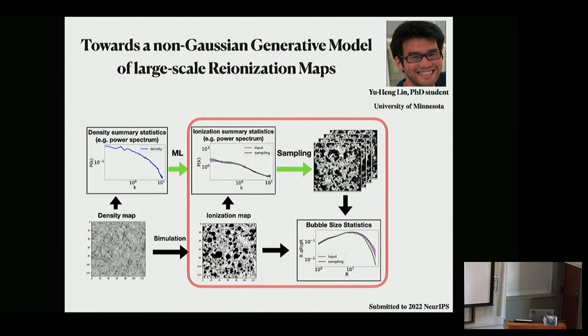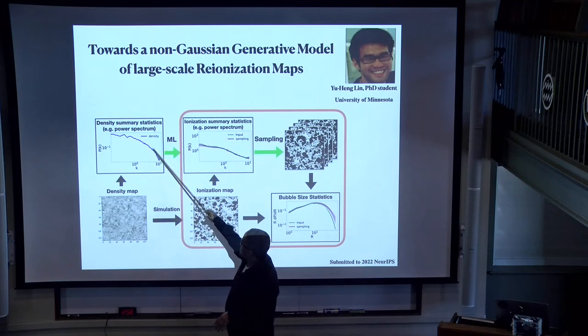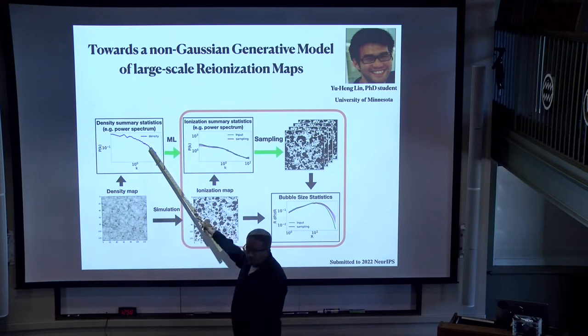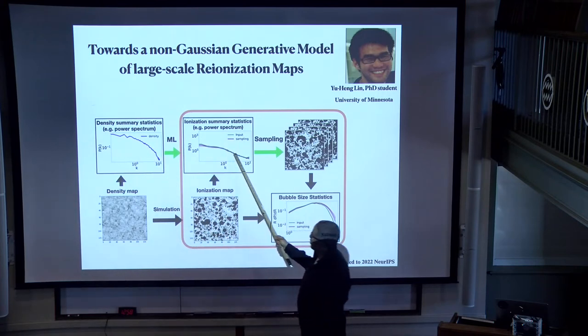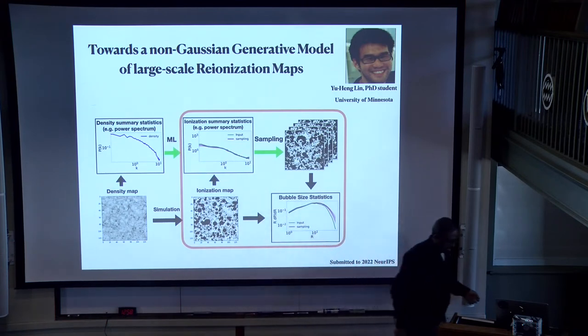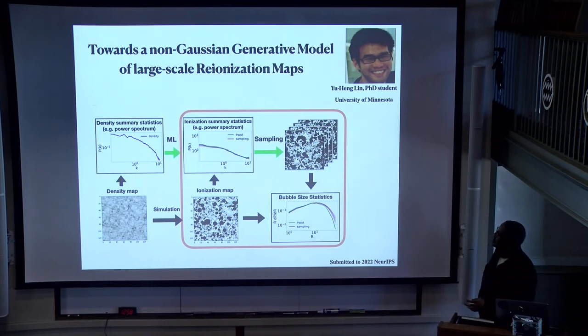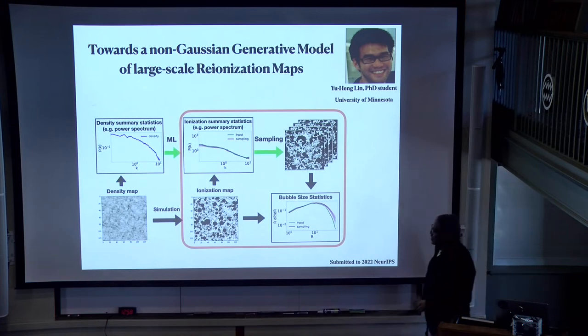So the idea for this generative model is to start with the density field. You have the power spectrum or any summary statistic. It doesn't have to be the power spectrum. Can you go from the density field power spectrum to the ionization field power spectrum, and then from here, can you sample the fields or not? Now the question is whether you really have the optimal summary statistics to recover the large scale bubbles. And then you can make a comparison.